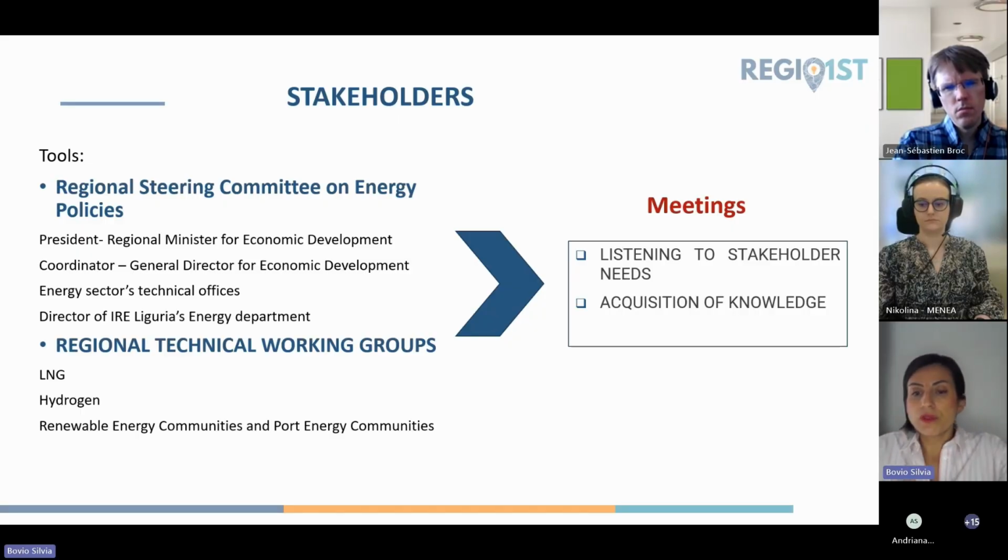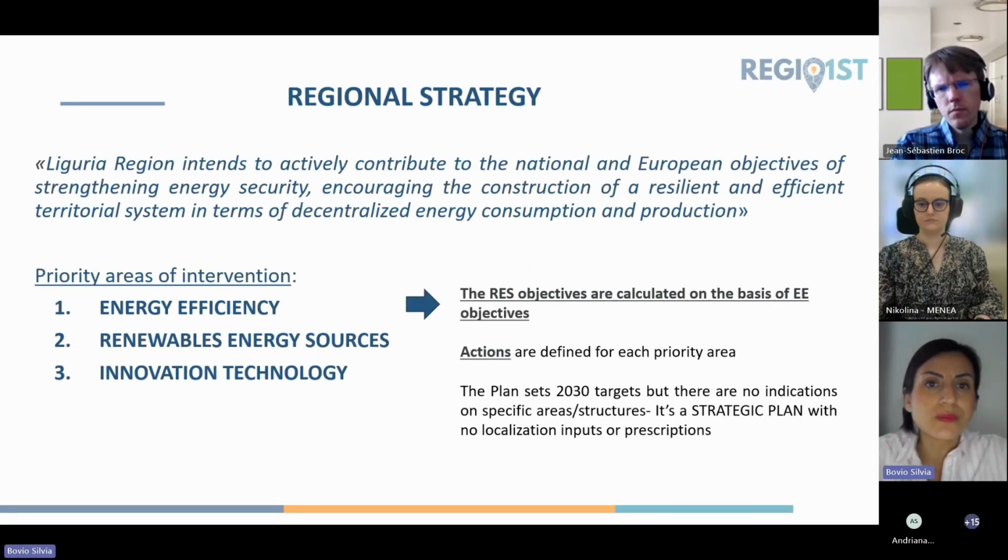So in order to define our regional strategy, we had a lot of meetings through the Regional Steering Committee and through the technical working groups with other associations. So, for example, the Regional Steering Committee met the Association of Small and Medium Enterprises, the Association of Citizens, the Association of Building Managers, for example, and then we tried to listen to the stakeholders' needs and to acquire the knowledge in order to report these needs in our regional strategy.